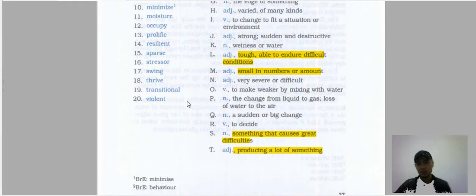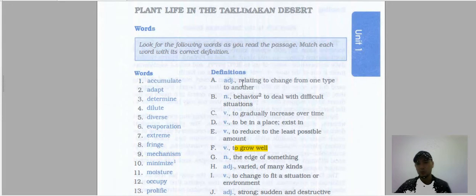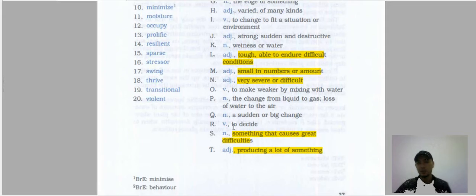And next one is transitional. You know, I think you are familiar with the word trans and transition. Transitional, that means changing from one position to another, one thing into another thing, within a very short amount of time. And violent, that means very severe and difficult. Here it is violent. What about transitional? Here, this one is to change from one type to another one. It's also called transition. Okay, I'm done with this one, my friends.